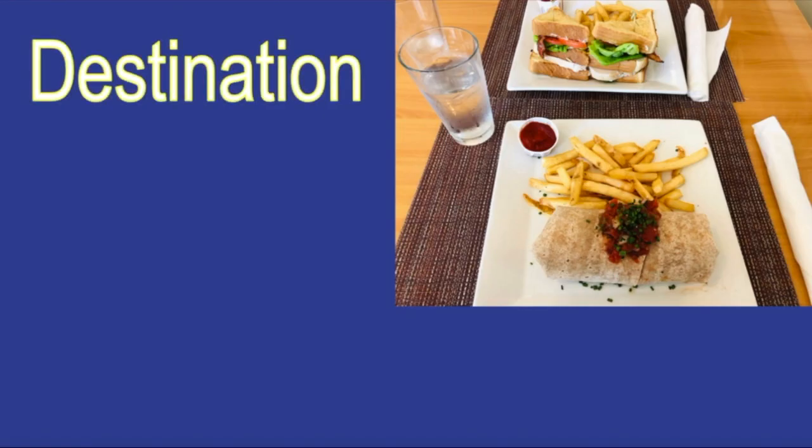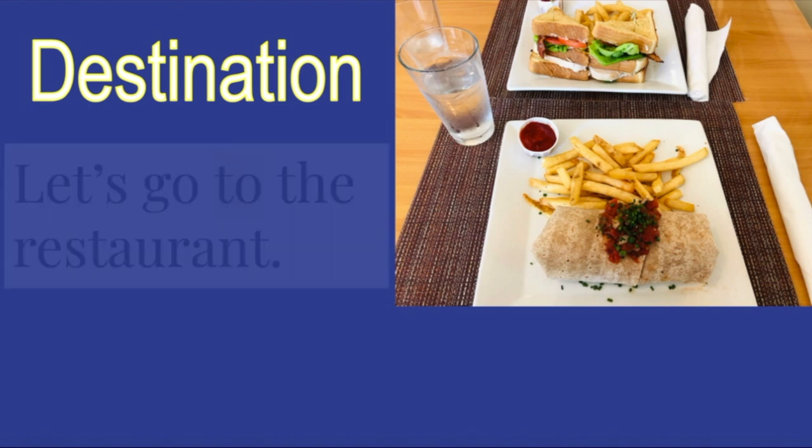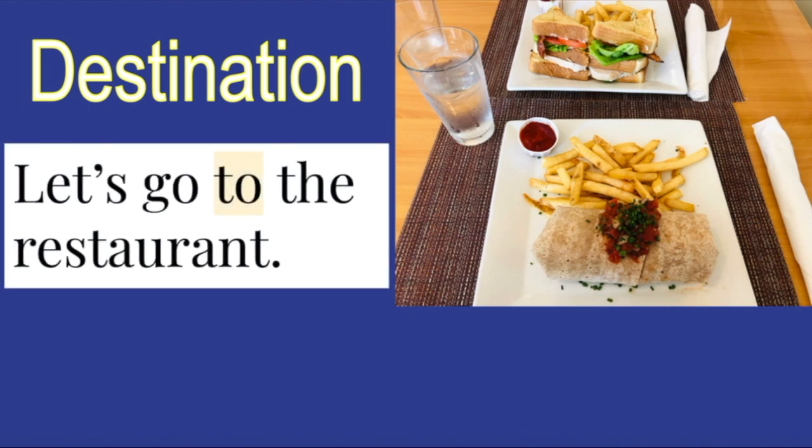So the first use of to is a destination. Let's go to the restaurant. So we see this oftentimes with verbs that show direction, like go. Go to the restaurant. Now notice when I say this sentence naturally, I don't stress that word to, right? It sounds like "let's go tuh the restaurant." And you hear restaurant louder.